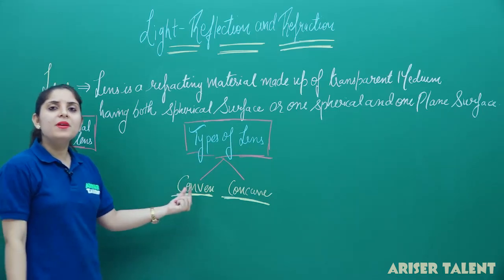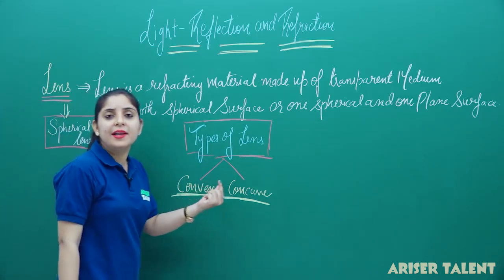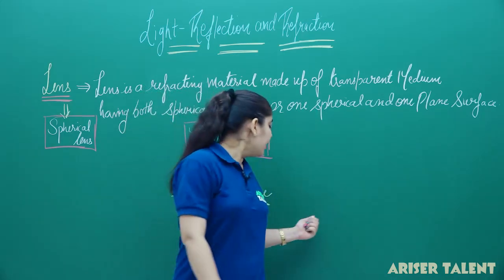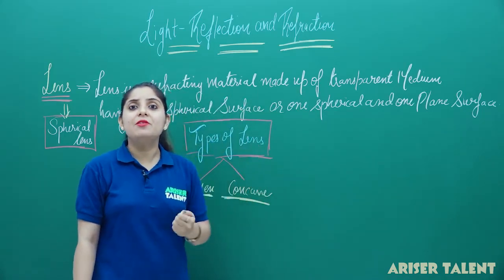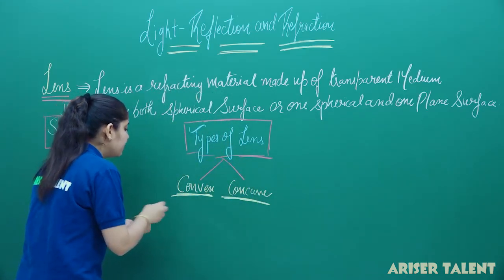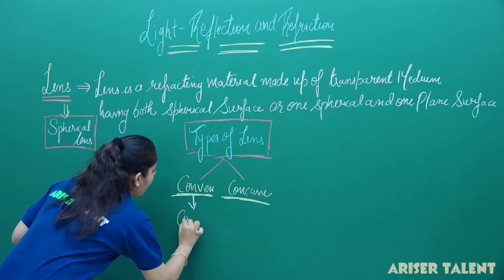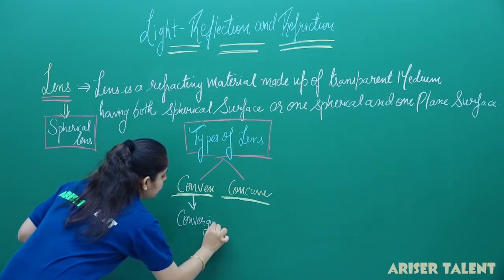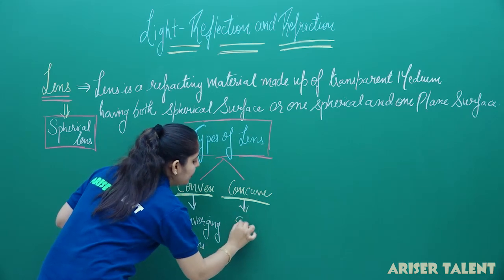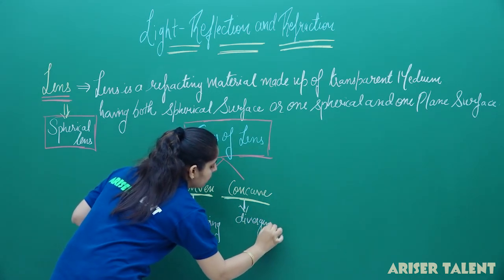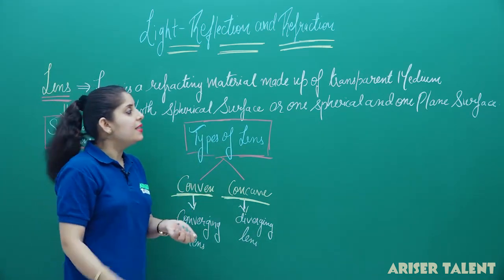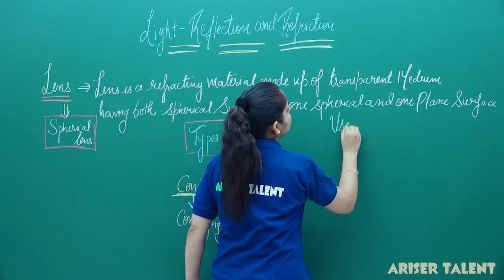Now, this convex lens is also known as a converging lens. Why is it known as the converging lens? Because it has an ability to converge the light rays. And this concave lens is known as a diverging lens because it will diverge the light rays incident on it. So we can say that this is our convex lens or converging lens. And this will be our concave lens, that will be our diverging lens.